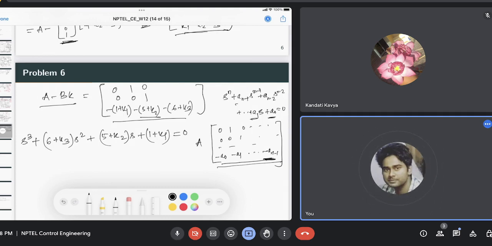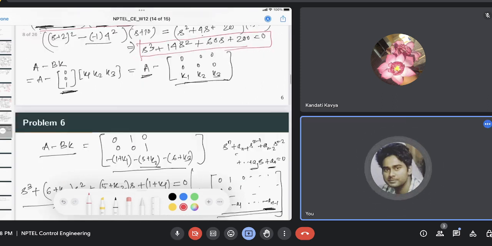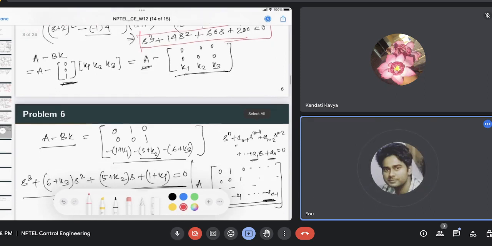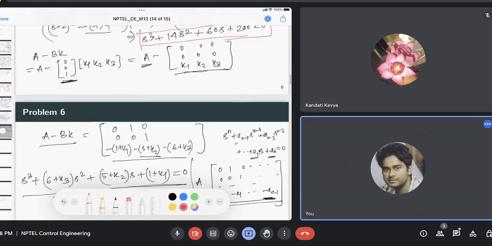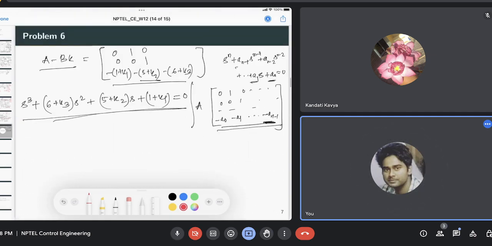Now we compare these coefficients, because we want this to be exactly equal to this red color box one, because this is our desired one. So we compare the coefficients and we can easily find. We want 1 plus k1 equal to 200. I'll just write the desired one.